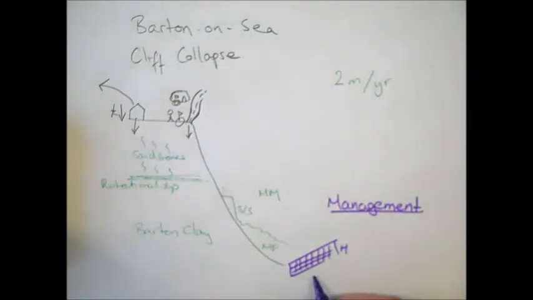Other strategies of hard engineering include rock armour, so the putting of large rocks in front of the base of the cliffs that are normally hard and resistant to erosion. Again, slightly cheaper this time than seawalls, but again relatively short term and criticised for being ugly.